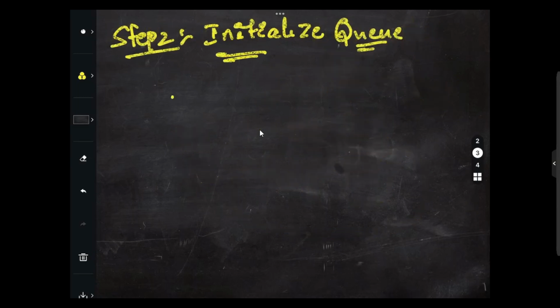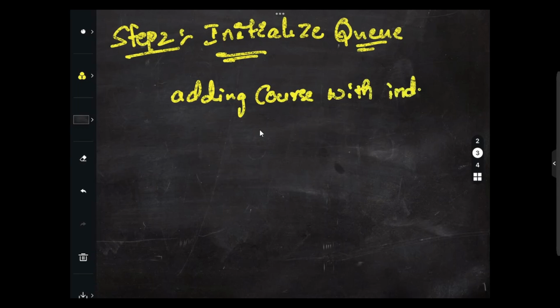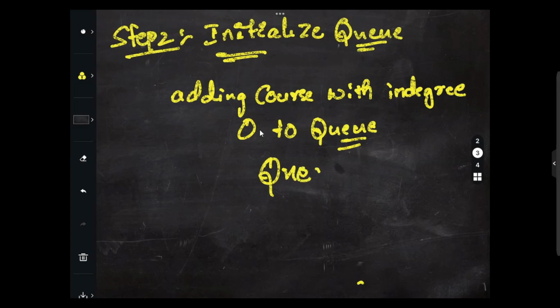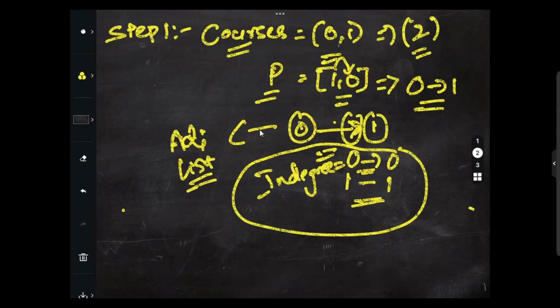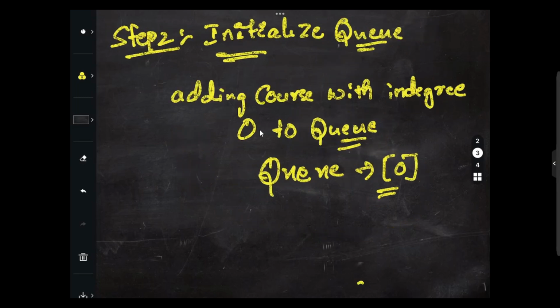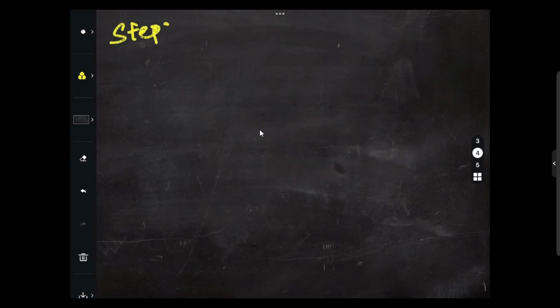So here what we are doing, we are adding a course with in degree 0 to q in this case, right? Now q will consist of 0. 0 is the node having an in degree of 0, right? So we'll be adding 0 in this case. So let's move on with step 3. This was step 2. Let's move on with step 3.